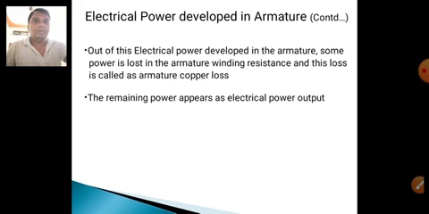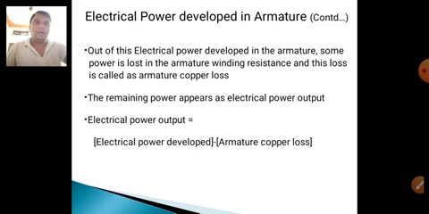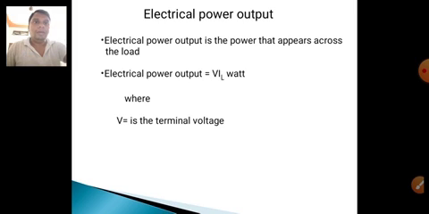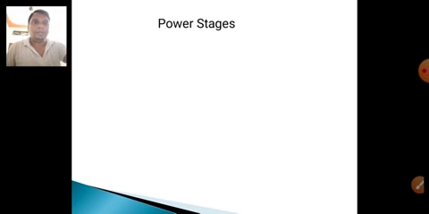Out of this electrical power developed in the armature, some power is also lost in the armature winding resistance, and this loss is called armature copper loss. The remaining power appears as electrical output. Electrical power output equals power developed minus armature copper loss: Eg into Ia minus Ia squared Ra, which is equal to V into IL. The electrical power output is the power appearing across the load, where V is the terminal voltage and IL is the load current.